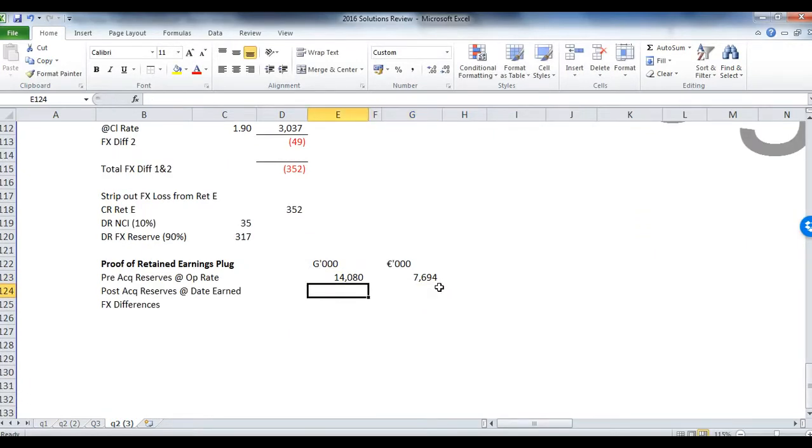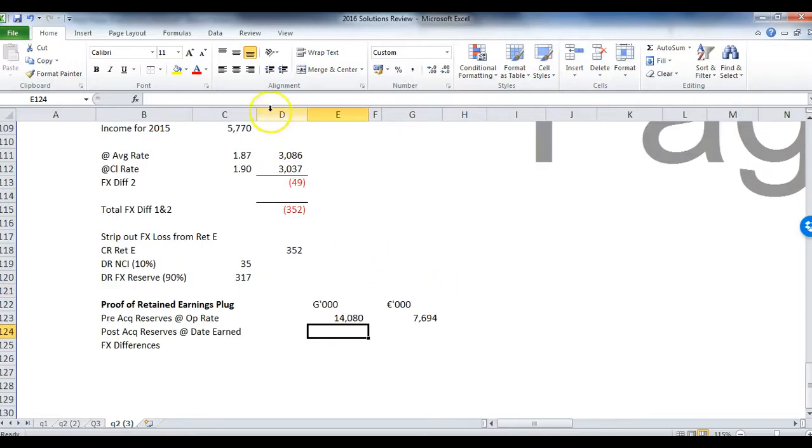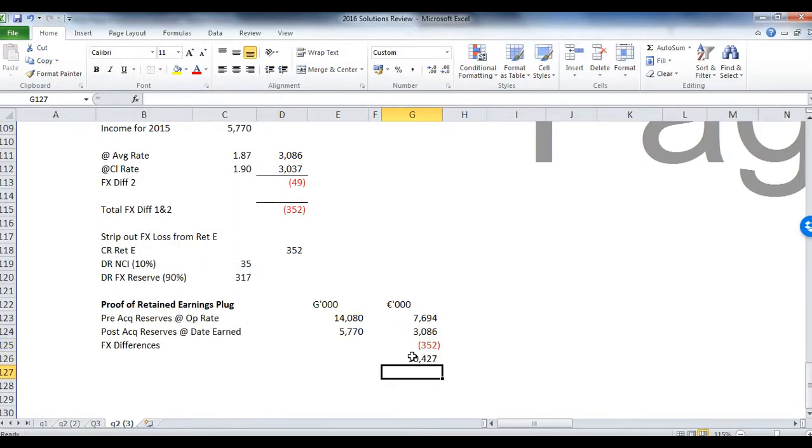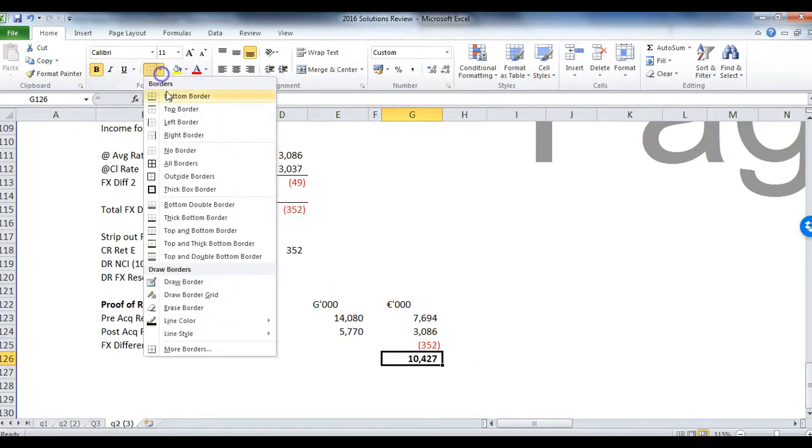The post-acquisition reserves, remember we only owned it for 2015, would have been the 5,770, and they were translated under IAS 21 at the date they were earned, which is 1.87, i.e. the average rate for 2015. And the cumulative FX differences then we've calculated to be minus 352. So hopefully then, I'll just add them up, and that's your 10,427, which proves we're correct.